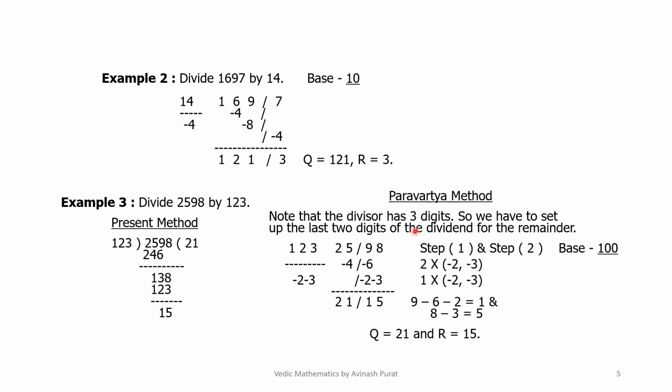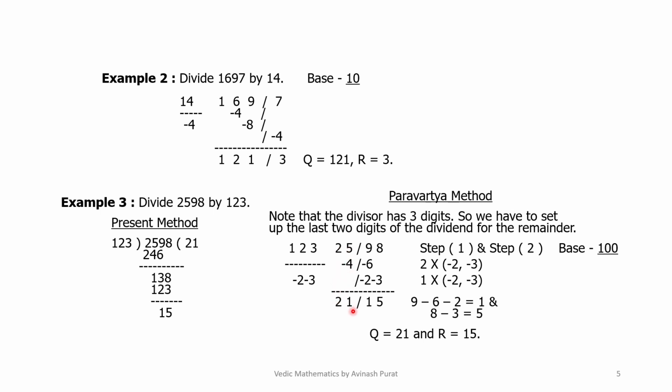Now the Paravartya method. Note that the divisor has 3 digits. So we have to set up the last 2 digits of the dividend for the remainder. 123 becomes minus 2, minus 3. Now 25 stroke 98. The last 2 digits of the dividend are for the remainder. So 2 is taken down. 2 multiplied by minus 2 is minus 4. 2 multiplied by minus 3 is minus 6.